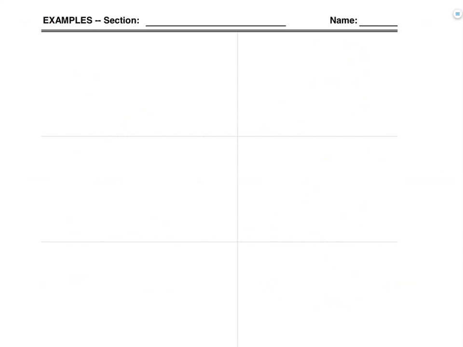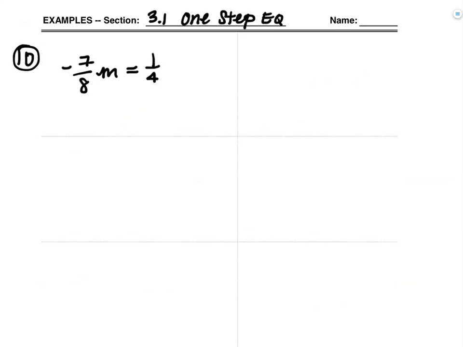Now we have a couple to try on your own. So let's move to the back side so we can have some space to try on our own. Pardon me, we have one more example to go through. We'll do example number 10 together, and then you have 2 on your own. So example number 10 says -7 over 8m is equal to 1/4. And if I too quickly switched away from example number 9, please pause the video and rewind it so you can get the last bit of example number 9. Let's go ahead and take a look.